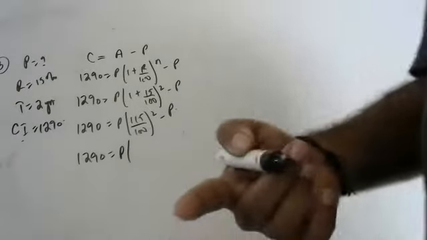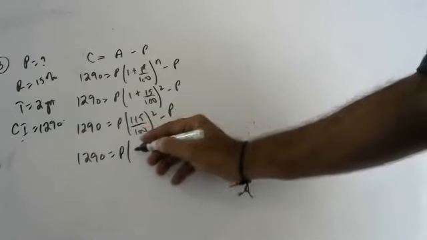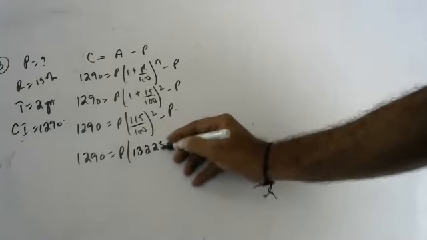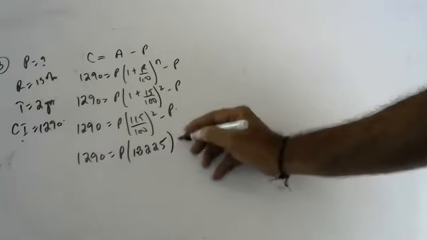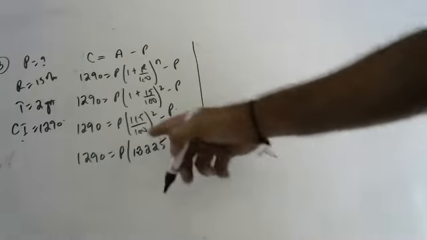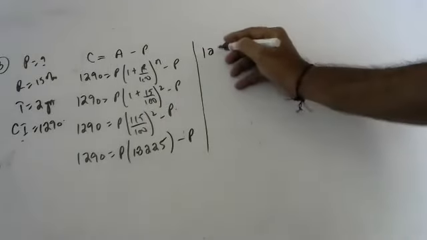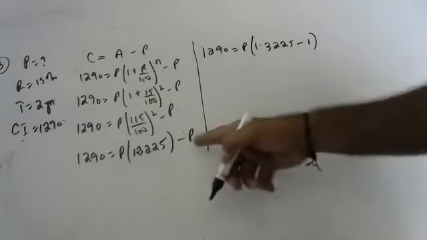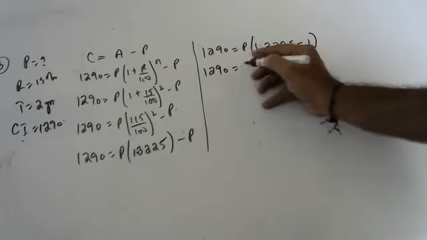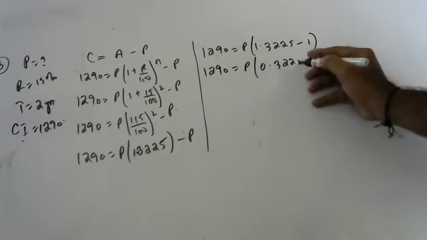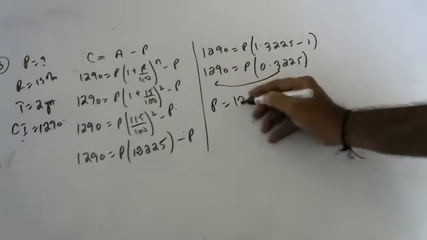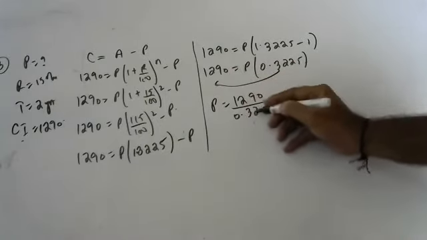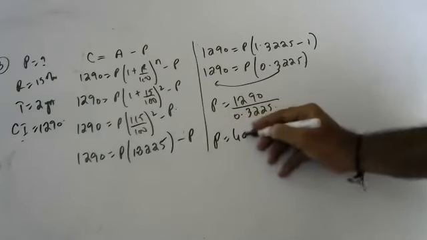Okay, 1.15 into 1.15. Vedant, 1.15 into 1.15 is 1.3225, because by 100 is there. So 1290 is equal to P, taking common, 1.3225 minus 1. So P is equal to 1290 by 0.3225. P is equal to 4,000 rupees. Thank you, sir.